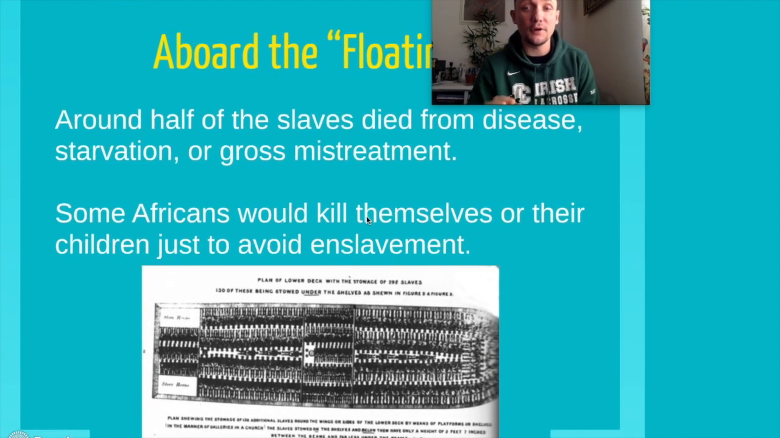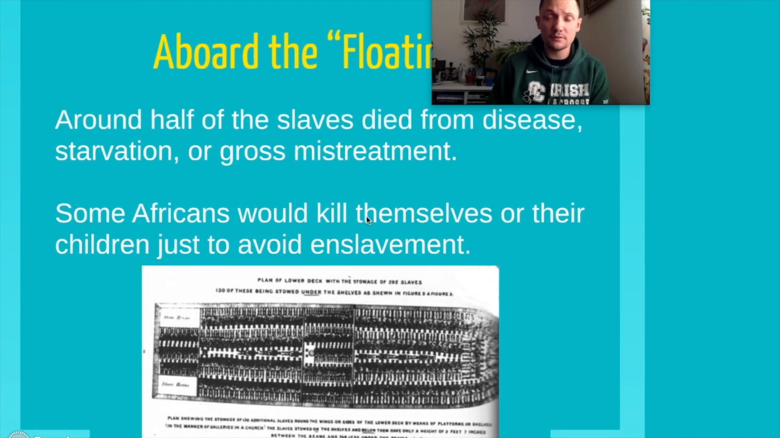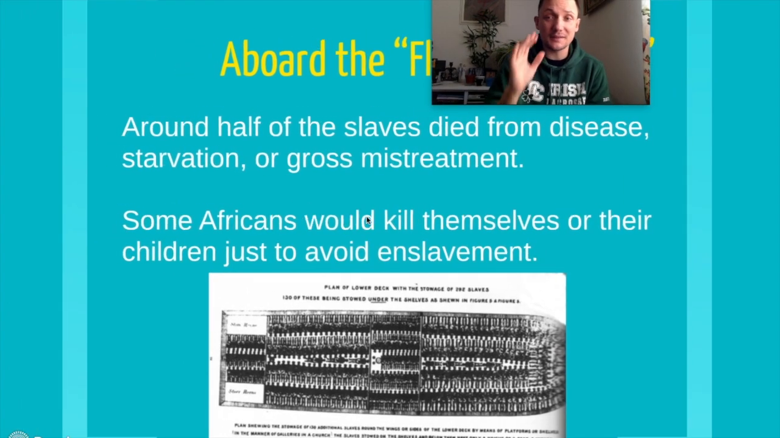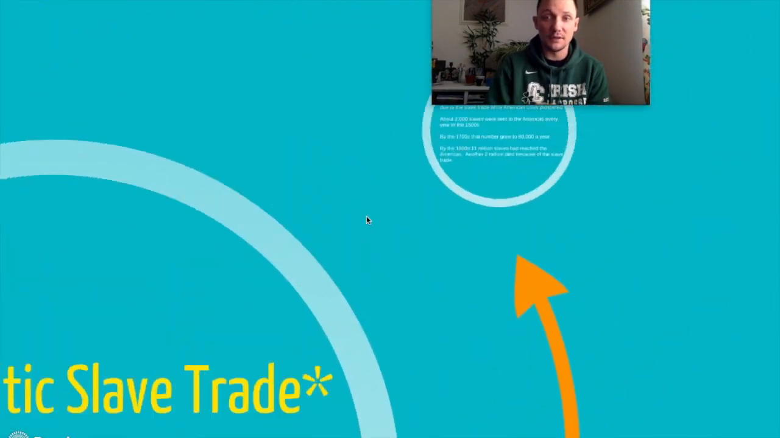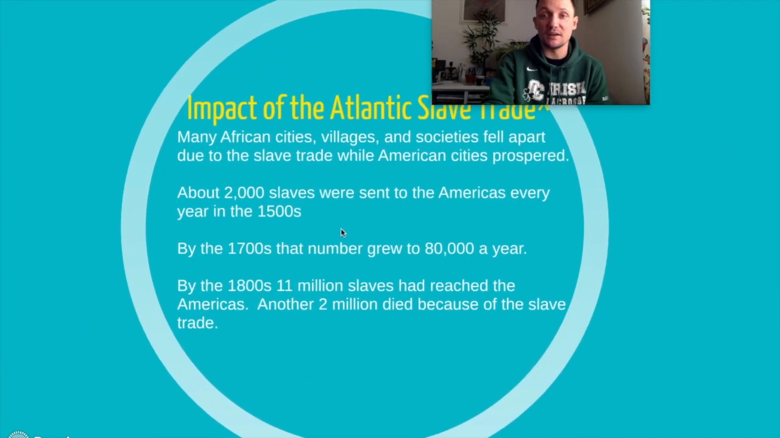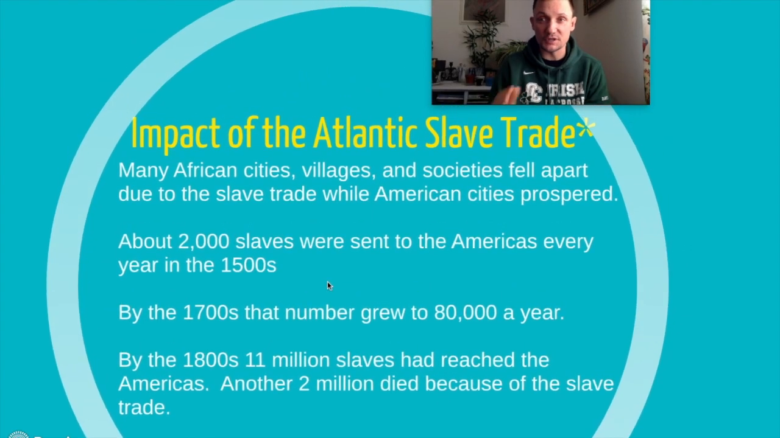Now, around half of all the slaves are going to die from disease, starvation, or gross mistreatment, right? Some Africans, there were even reports, would actually commit suicide or infanticide, which is the killing of a child to avoid enslavement. All right. So this is a terrible, horrible moment throughout history that we all wish that we could just kind of wave a wand and get rid of, but unfortunately that's not the case.